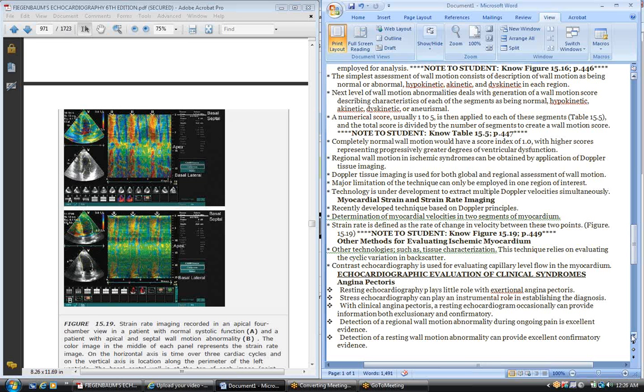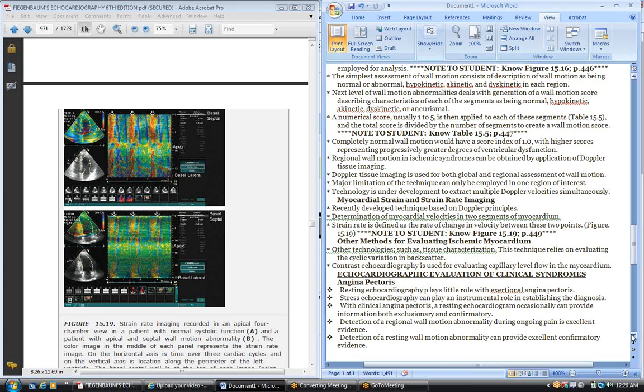With clinical angina pectoris, a resting echo occasionally can provide information both exclusionary and confirmatory. So if they do have chest pains on exertion and you can find wall motion abnormalities from an old MI or a current coronary artery disease, that can happen. So again, the echo may show information that can exclude problems or confirm them, specifically stress echo.